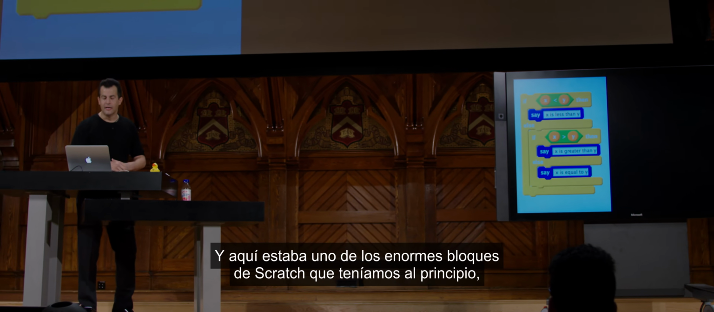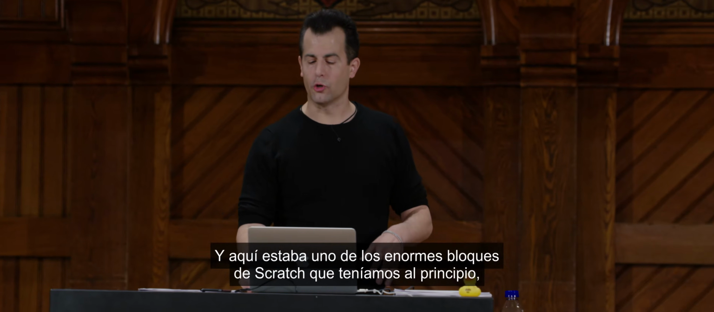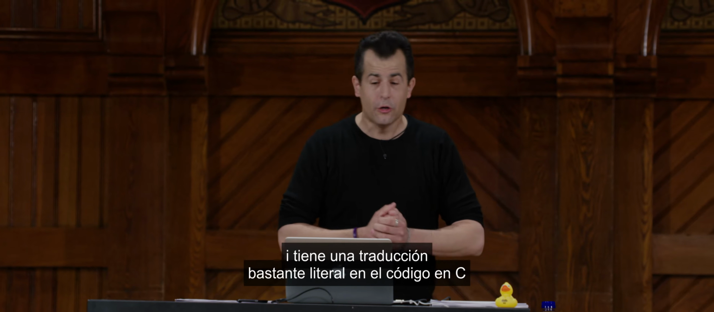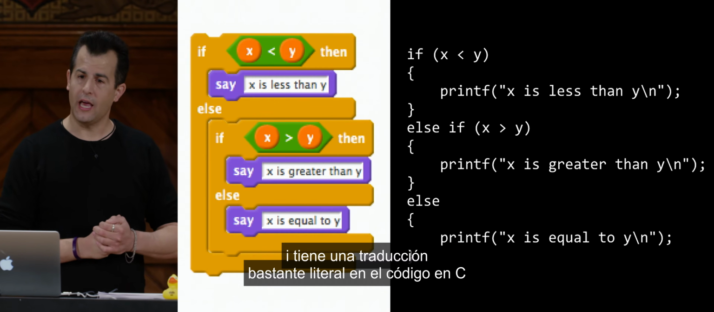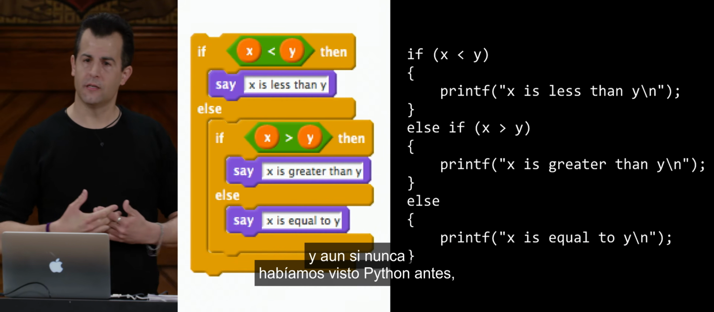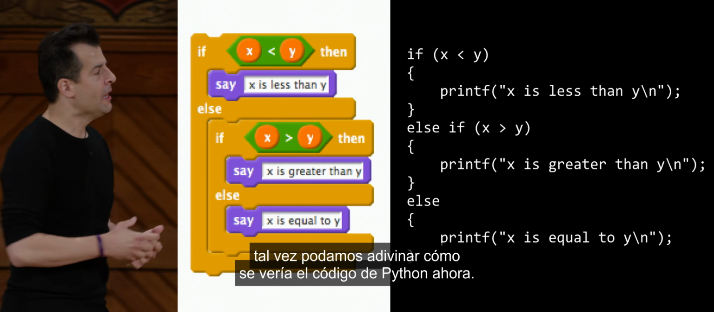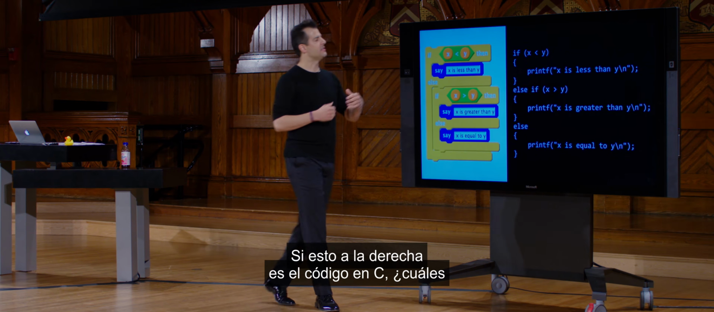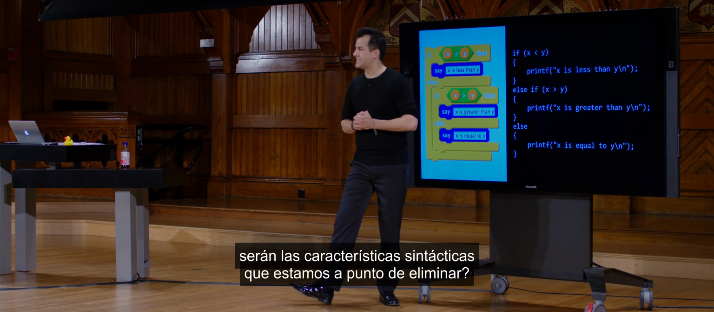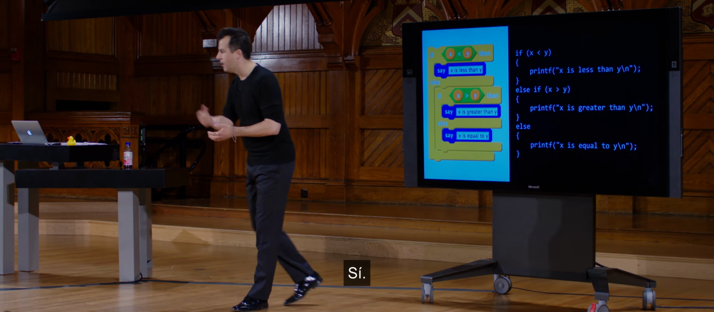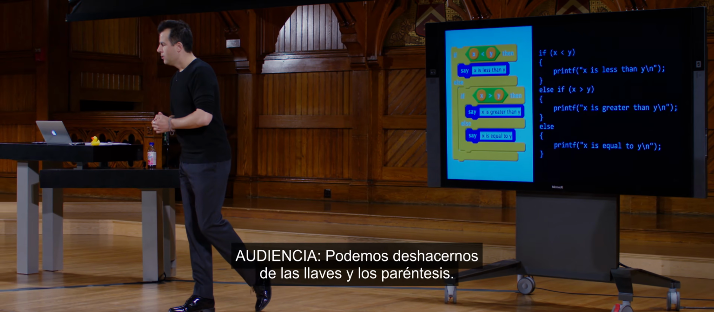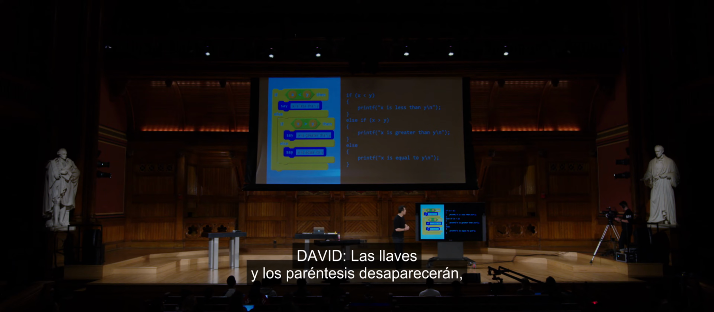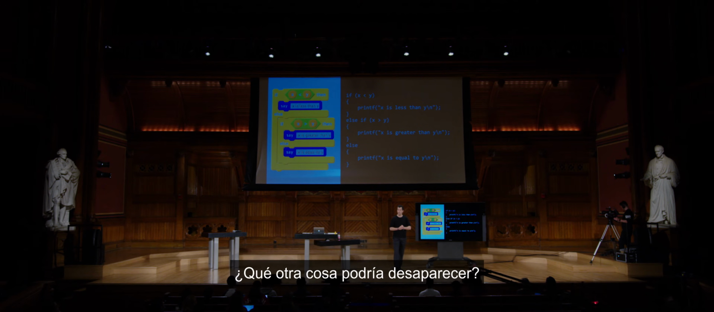So meanwhile, here is one of our bigger Scratch blocks early on, and it translates pretty literally to code in C. And you can perhaps guess, if you've never seen Python before today, what the Python code might now look like. If this here on the right is the C code, what are some of the features syntactically that we're about to throw away? Yeah? You can throw away the curly braces and the parentheses. Curly braces and parentheses are going to go away. What else might go away?